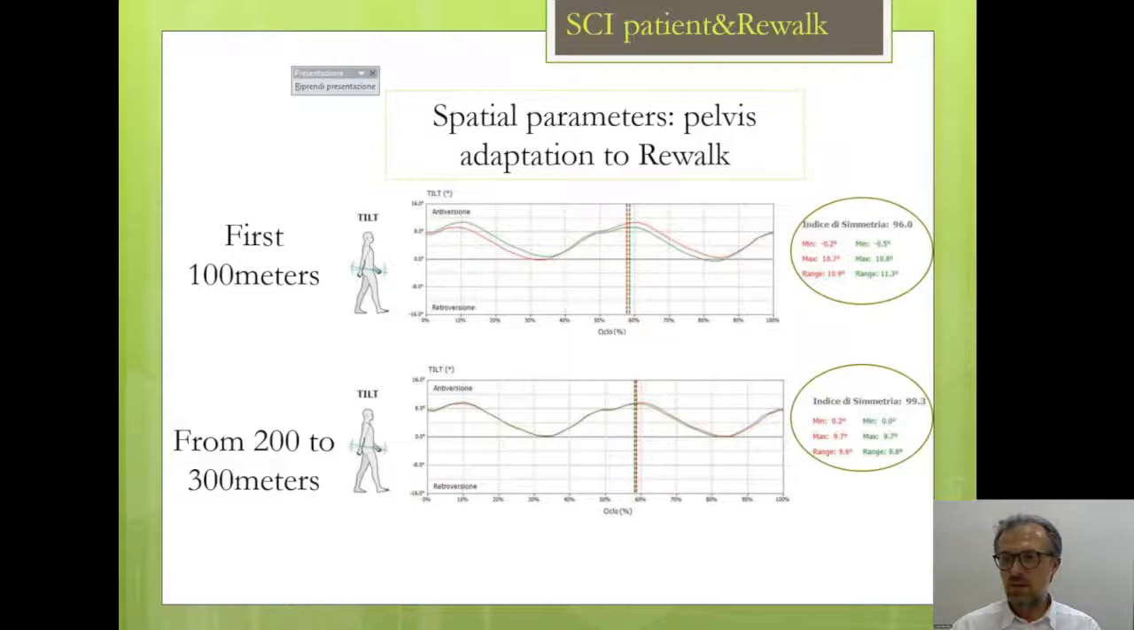And in this case, as you can see, from the beginning to the end of the test, the patient is even able to slightly improve the index of symmetry. It means that with a smaller range of motion of the trunk, he is able to induce the same amount of movement. And this is very important, because less trunk use means more efficiency from the biomechanical point of view. And the report from the ReWalk is showing us this result.